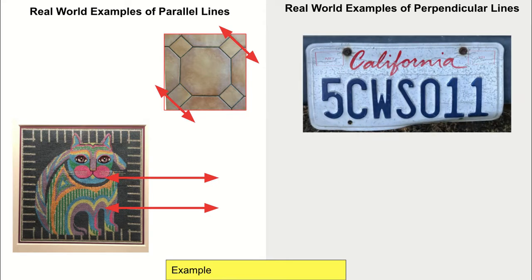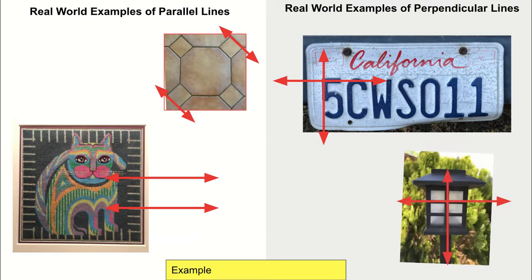In terms of perpendicular, I went outside, saw this license plate, and I noticed that the lines at the top of the number 5 are perpendicular to each other. I also noticed this light fixture had perpendicular lines to it. So what you're going to do is go find at least 2 examples of parallel, 2 examples of perpendicular, and then put them in the Google slide deck and show with lines how they're either parallel or perpendicular. Good luck.